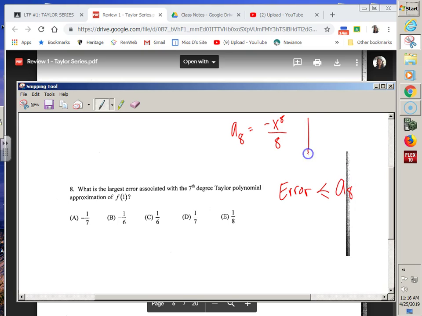And I'm doing this such that x equals 1, right? Okay. Then I can say that the error is going to be less than or equal to negative 1 to the 8th all over 8. Oh, so this is not. However, I believe it's absolute value for both Lagrange and alternating series remainder theorem.